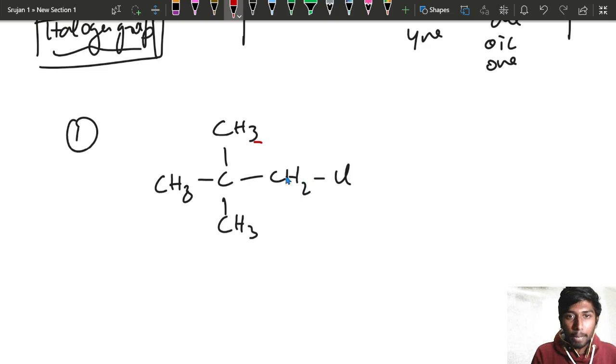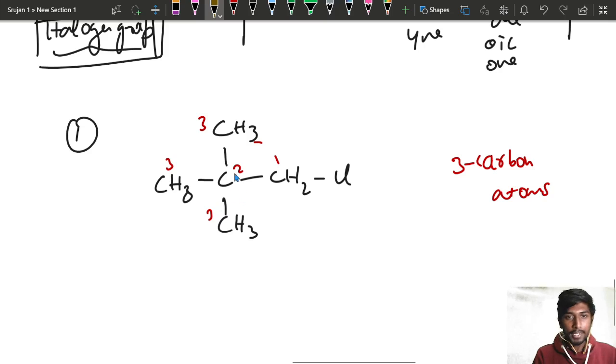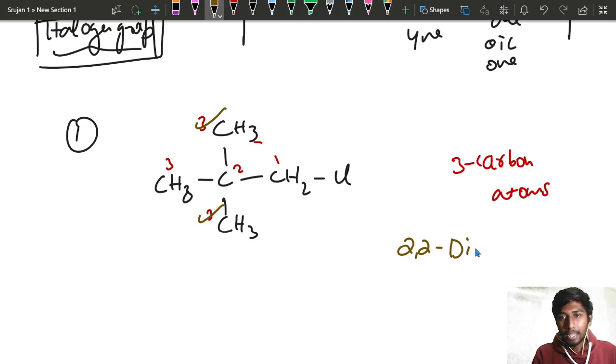Okay, see the longest carbon atom. So if it is 1, 2, 3 or 1, 2, 3 or 1, 2, 3, everywhere it is completely 3 carbon atoms. So no need to worry in this case. Okay, so this and this are considered substituents. So at the second position, 2,2, it is a dimethyl group, right?